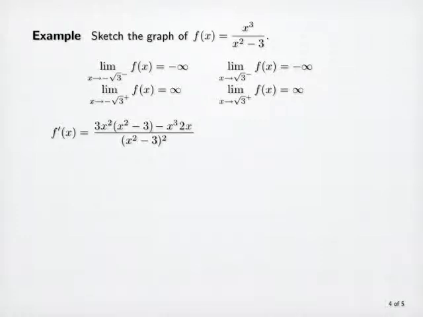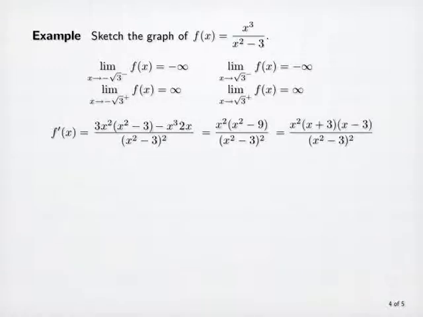Now notice that in the numerator we have a 3x to the fourth term, as well as a minus 2x to the fourth term, and so we have an x to the fourth, and then the other term is minus 9x squared. In factored form, that's x squared times x squared minus 9. So we can factor the numerator further and write x squared times x plus 3 times x minus 3 all over x squared minus 3 quantity squared.